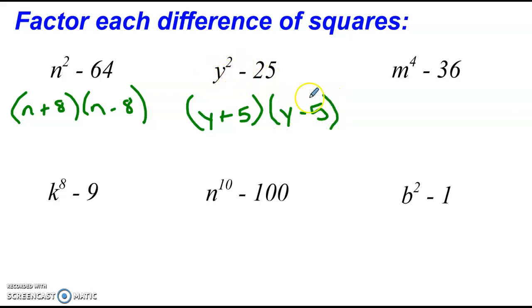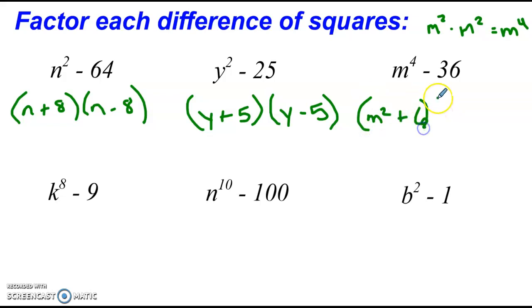Now, this will also work for any variable with an even exponent, right? Because m to the fourth, for example, is a perfect square, because I can get m to the fourth by squaring m squared. M squared times m squared is m to the fourth. So that's a square as well. This is where it starts to get a little more complicated. 36 we know is a perfect square. So this will simply factor into m squared plus 6 times m squared minus 6. All you're really doing here is just cutting the exponent in half and splitting it between the two polynomials.